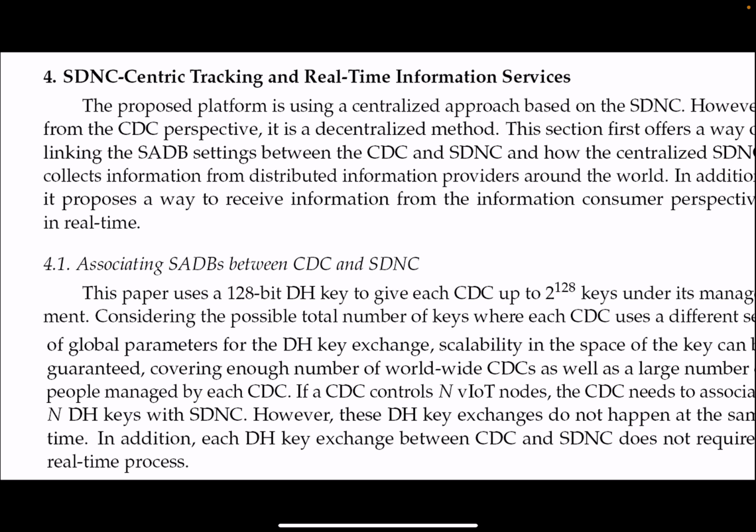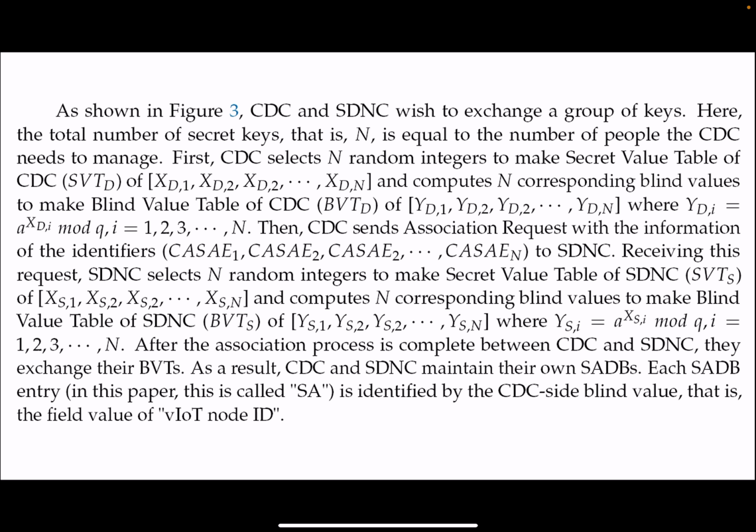If a CDC controls N virtual IoT nodes, the CDC needs to associate N Diffie-Hellman keys with SDNC. However, these Diffie-Hellman key exchanges do not happen at the same time. In addition, each Diffie-Hellman key exchange between CDC and SDNC does not require a real-time process. As shown in figure 3, CDC and SDNC wish to exchange a group of keys.